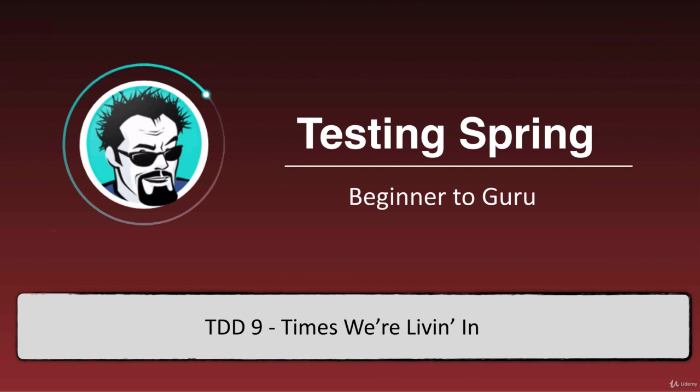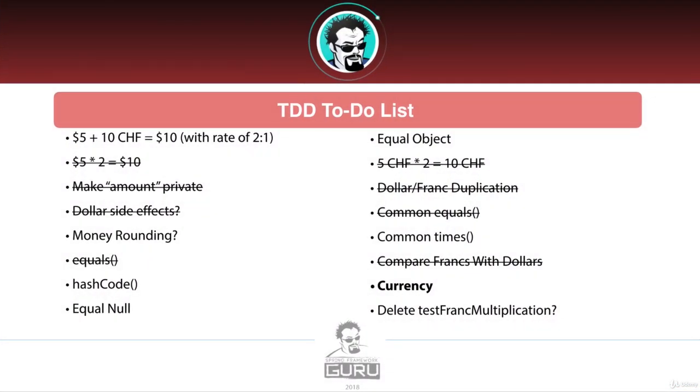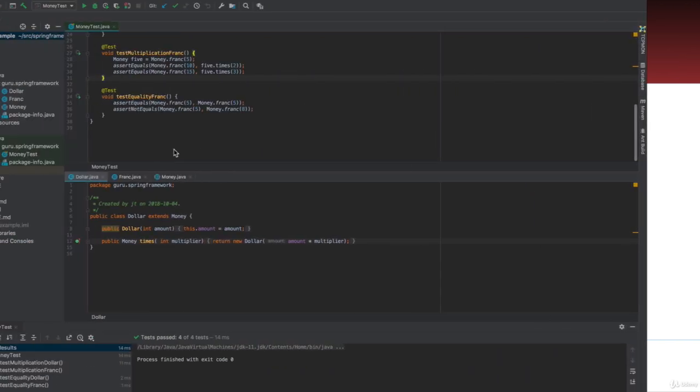In this video, we're going to look at Chapter 9 of Test-Driven Development, Times We're Living in. What we're going to be tackling in this video is implementing currency. Currency is a concept, and we're going to start with our initial implementation of it, and we'll jump over to IntelliJ and start implementing that right now.